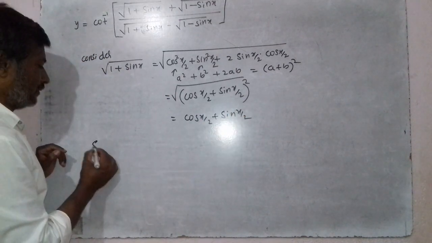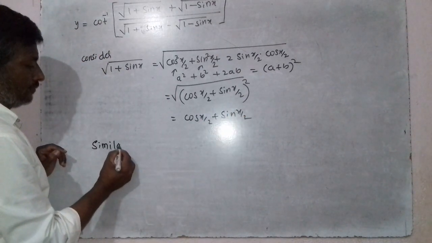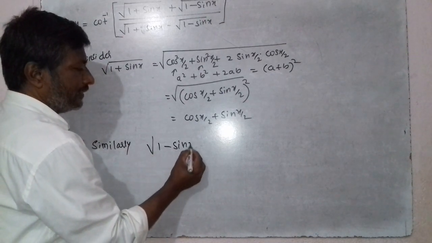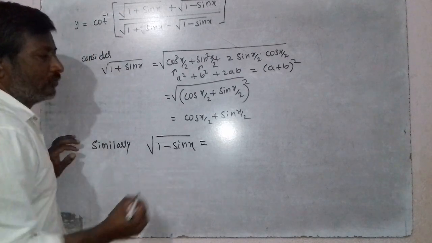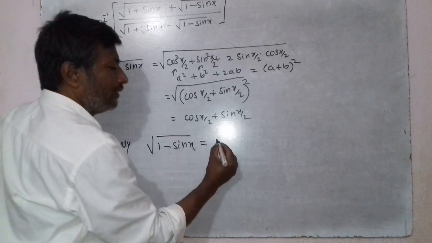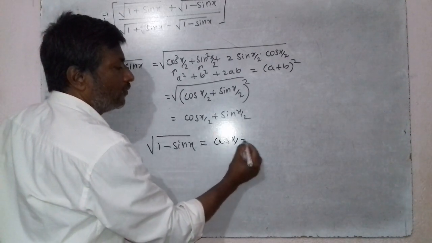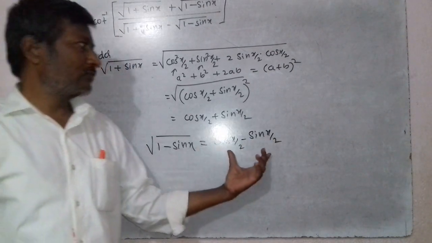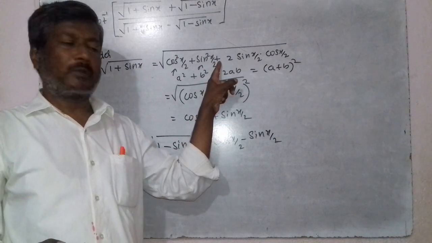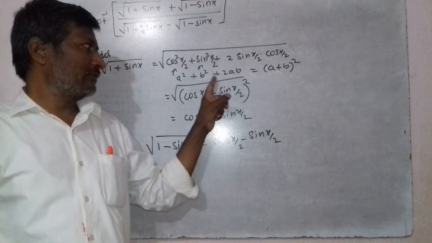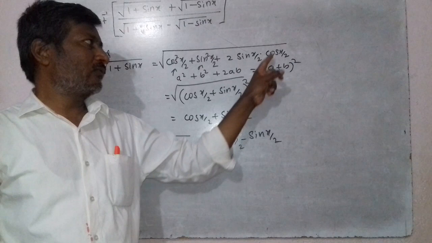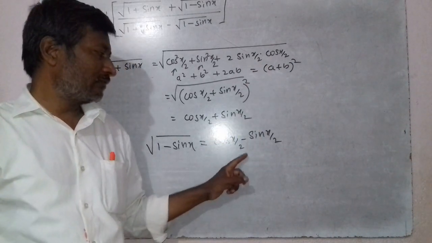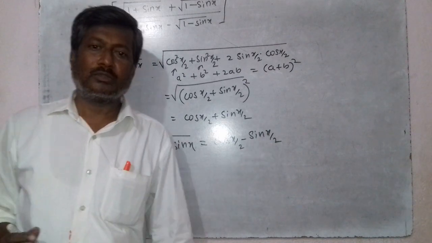Similarly, root of 1 − sin x is equal to, so directly I will write here cos(x/2) − sin(x/2). There is no change, only the plus here becomes minus: minus 2 sin(x/2) cos(x/2). Therefore this entire expression reduces to cos(x/2) − sin(x/2).